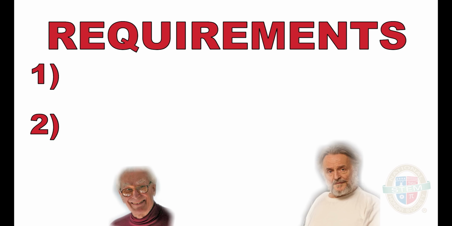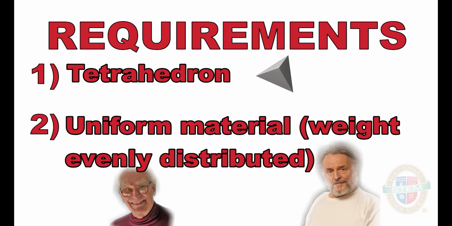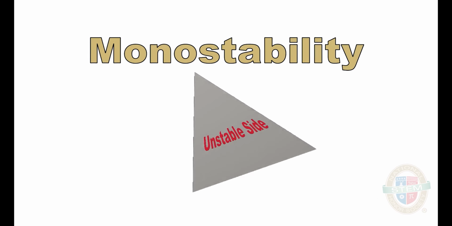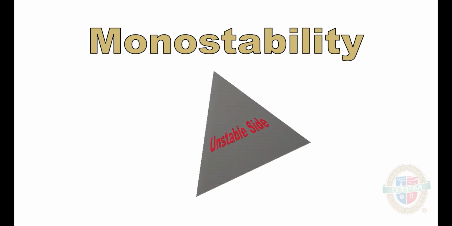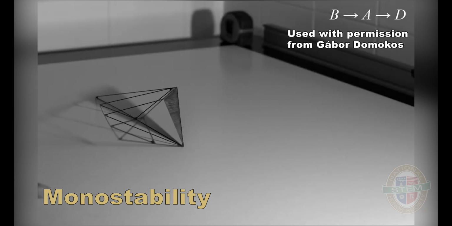question. First, the object had to be a tetrahedron, meaning having 4 triangular sides. Second, it all had to be made of the same material, with its weight evenly distributed. This object had to be monostable, meaning stable on only one side, so if the object were on any other side, it would always flip over onto the stable one, directly or indirectly.